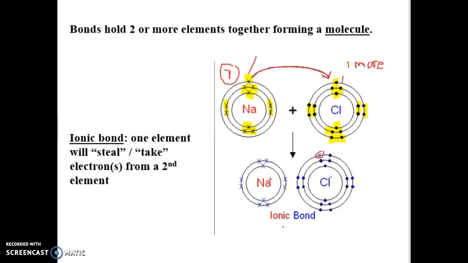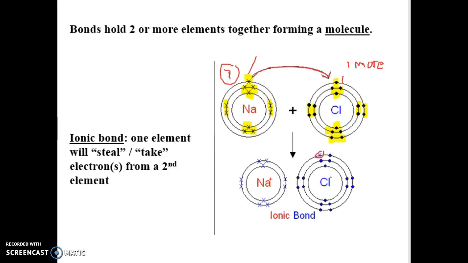If you look at sodium, sodium got rid of that 1 electron that was sitting out there by itself in the third shell, reducing down to just 2 shells. Now the second shell has 8 here. Sodium's happy, chloride's happy. This is what caused these 2 elements to come together in an ionic bond.